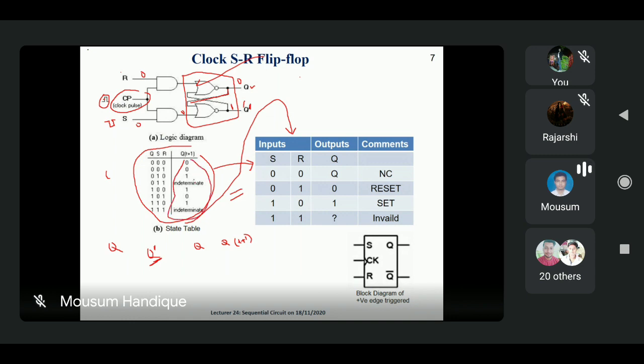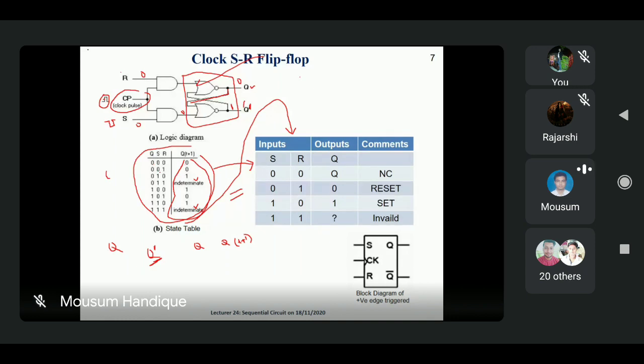And what is the intermediate? That particular part we will discuss later, just after this. So remember, when S equal to 0 and R equal to 0, that means it is 0. So 0 means no sense. No sense means what is the present state? Present state value is the next state.